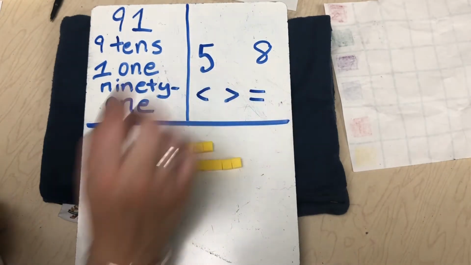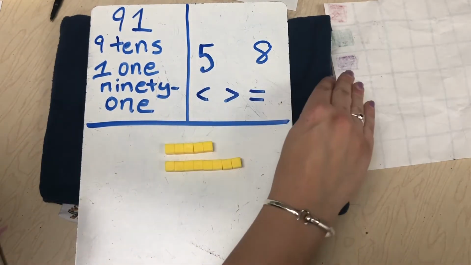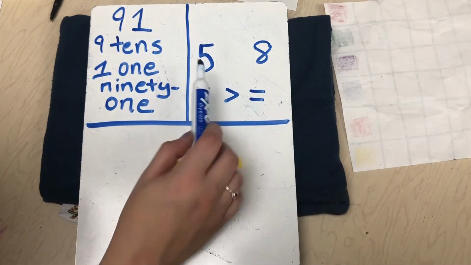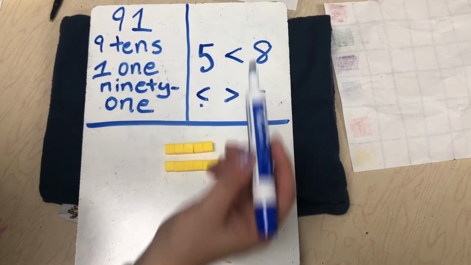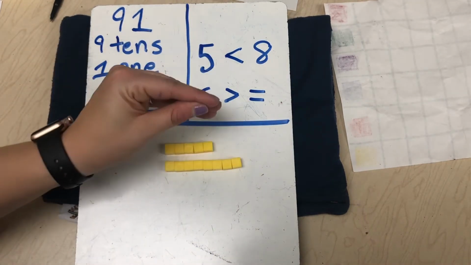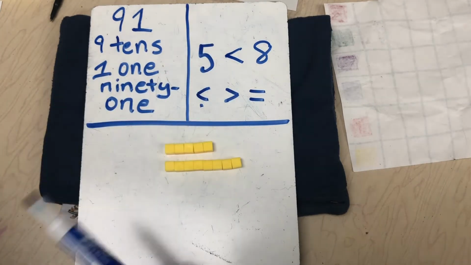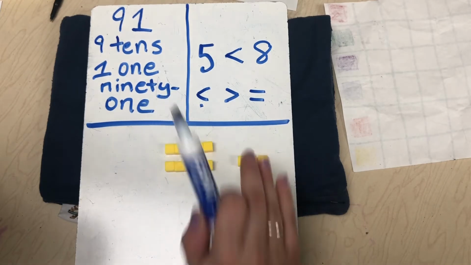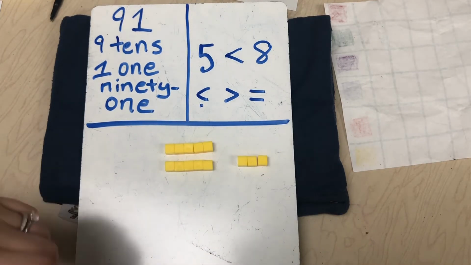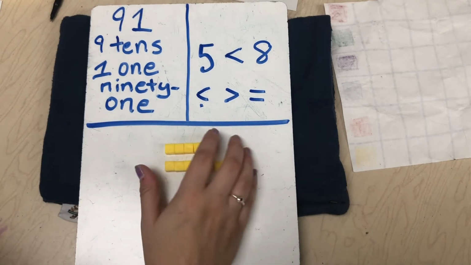8 is bigger than 5. 8 is greater than 5. But we have the sentence going this way, so it would be 5 is less than 8. Because our alligator is chomping towards the 8 because it wants more. 8 has more. And 8 actually has 3 more than 5. I'll give you time to write that.